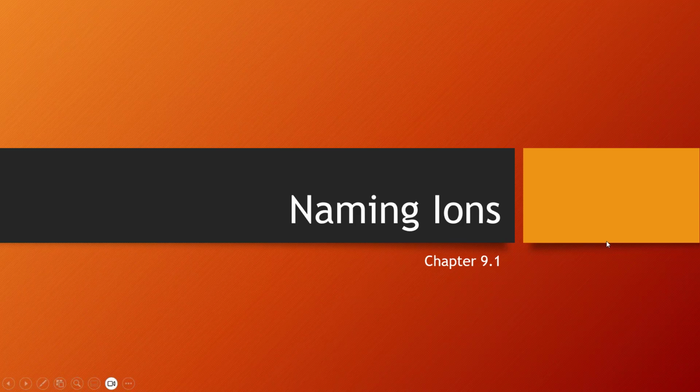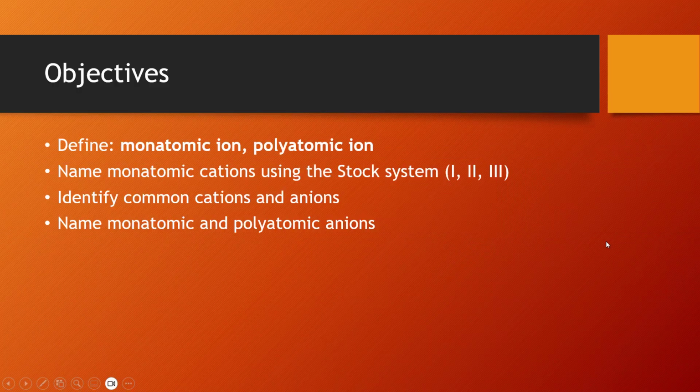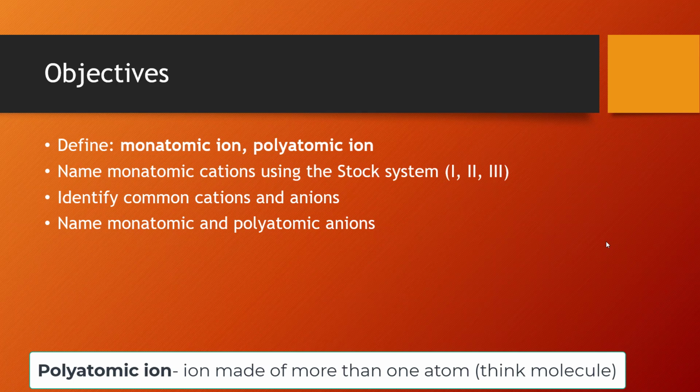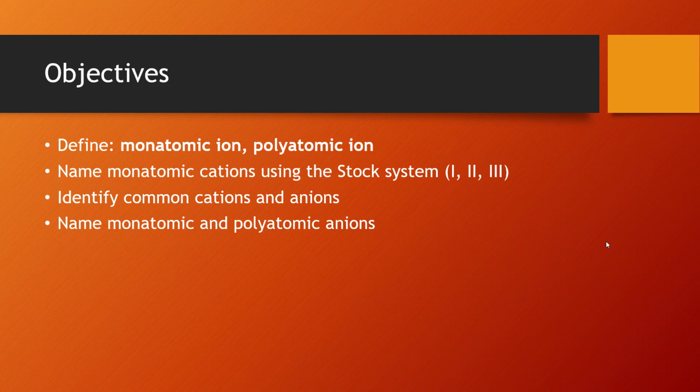Let's name some ions. Look in chapter 9.1. So for this, define monatomic ion, that's going to be an ion with only one atom, and a polyatomic ion, that's an ion that is made of more than one atom. Think molecules. Name monatomic cations using the stock system, the 1, 2, 3, 4.